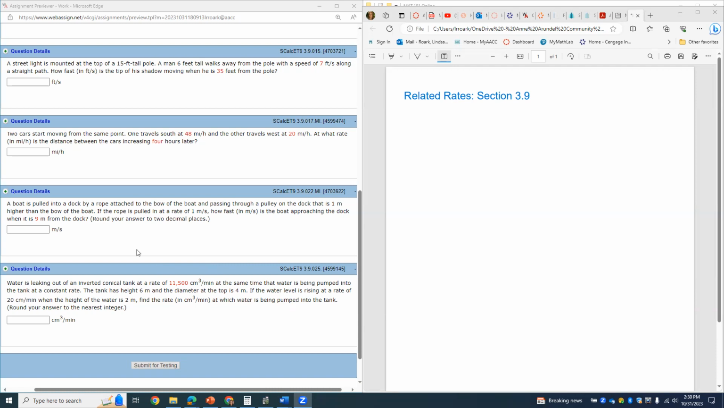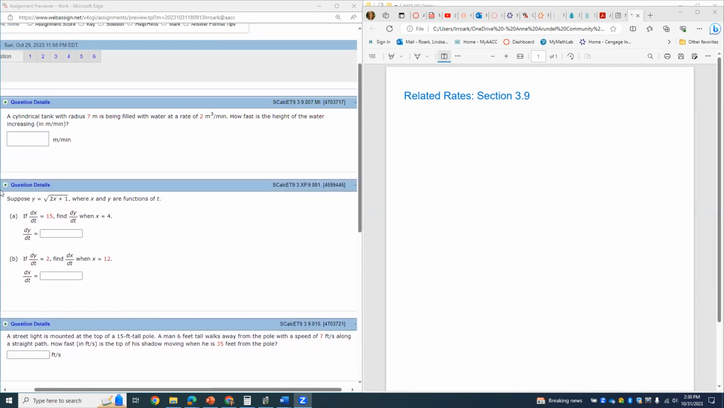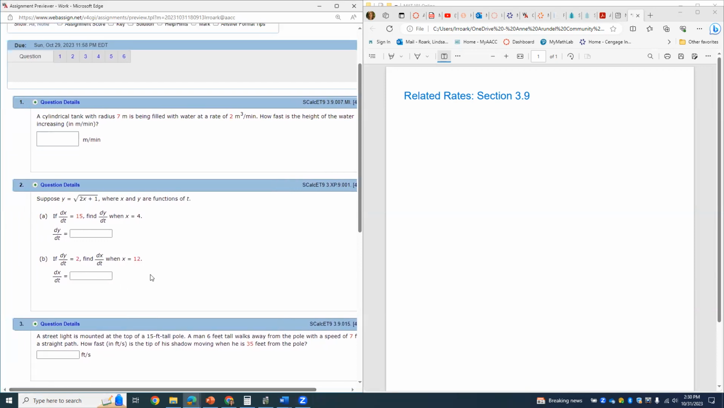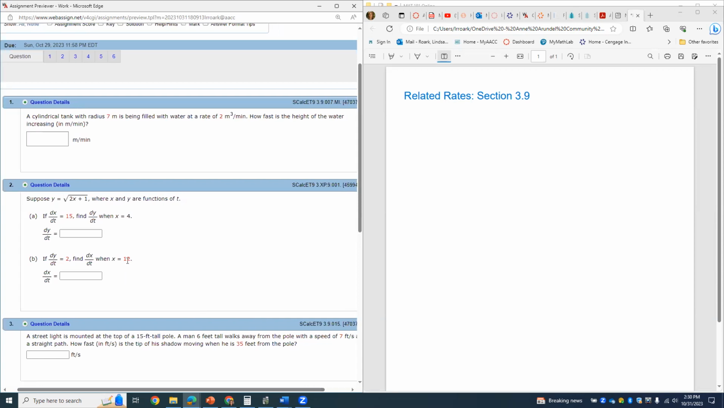Just glancing through some of these homework assignments, there's not very many questions, but question number 1 is talking about a cylindrical tank being filled up. They give you how the volume is changing, and then they're asking how the height is changing. Number 2 is kind of out of left field a little bit.